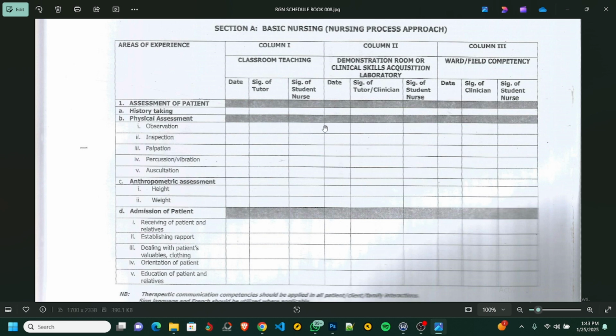Bear in mind, you, the student, will write the dates, then you will sign before you send them to the tutor or the clinician to sign.